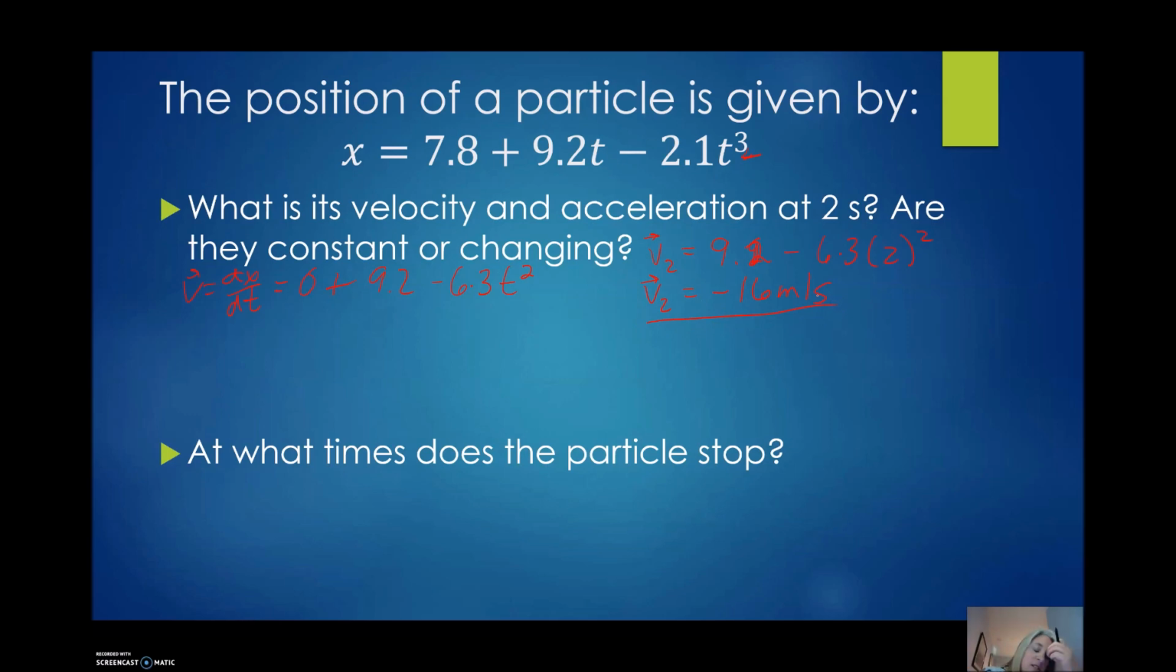And the next question said, is that constant or changing? Well, obviously, because of this t here, anytime the time changes, the velocity is going to change. So this is a changing velocity. Okay, well, we had changing velocities before, no big deal.